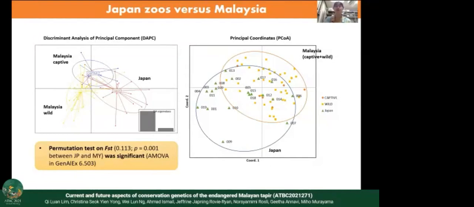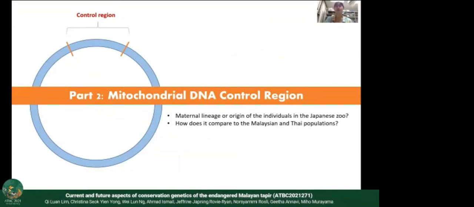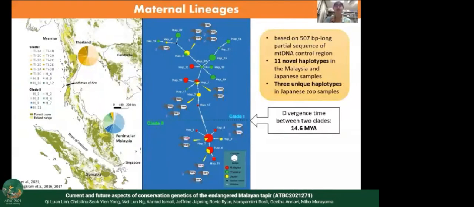Next, we used the partial sequence of the mitochondrial DNA control region and found 11 new haplotypes from Peninsular Malaysian and Japanese samples, in addition to those found in the Thai captive population, among which three unique haplotypes were only detected in the Japanese samples. From the result, there were two clades of the Malayan tapirs separated by 14.6 million years ago.